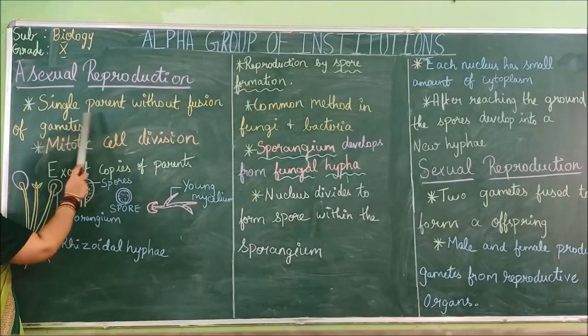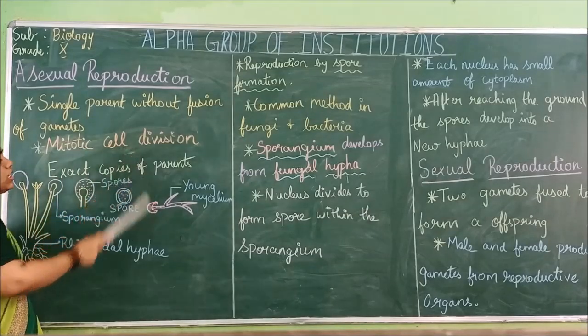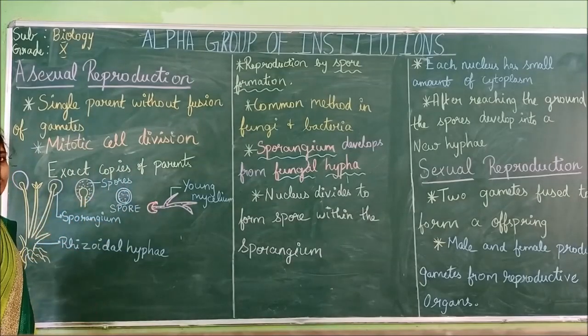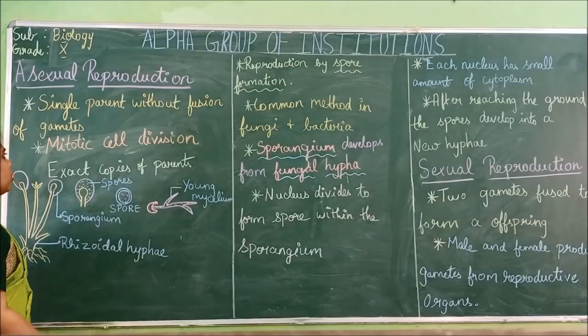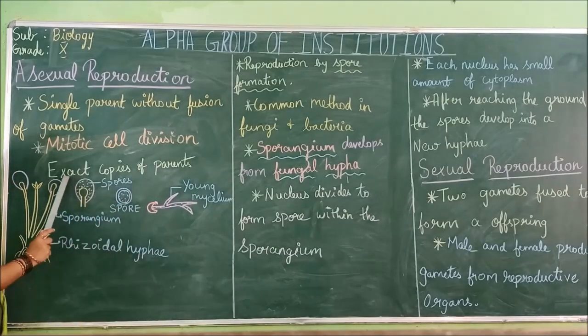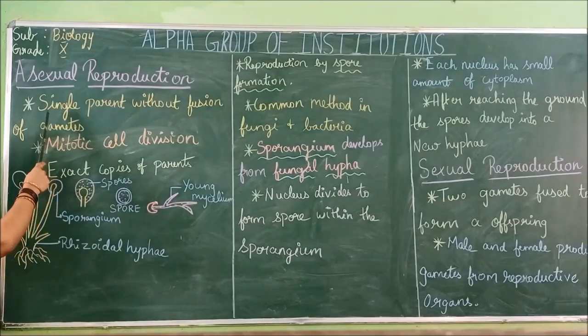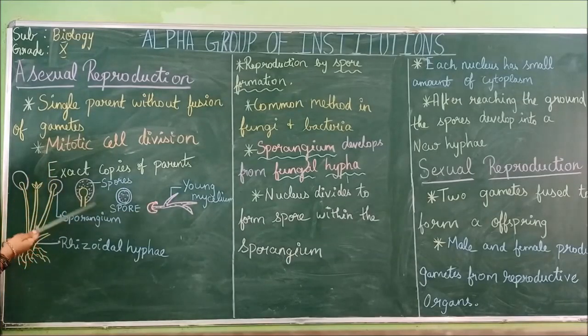Only a single parent is present. Mitotic cell division takes place. So in asexual reproduction also, mitosis takes place. The offspring are exact copies of the parents. They will be similar to their parents when they form into a new adult.